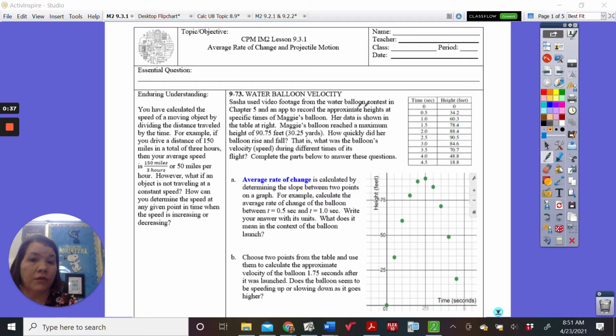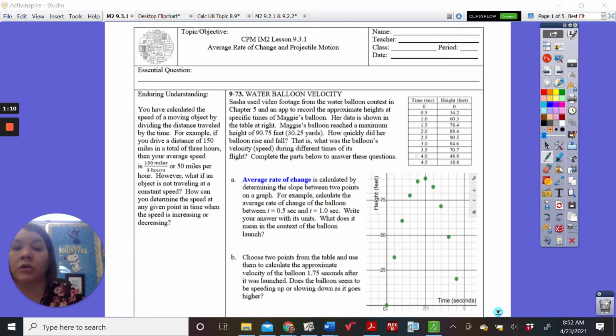So, Sasha used video footage from the water balloon contest, if you remember way back to chapter 5, to record the approximate height at specific times of Maggie's balloon. Her data is shown in the table at the right. Maggie's balloon reached a maximum height of 90.75 feet. How quickly did her balloon rise and fall? At what times is the balloon's velocity or speed different? What was the balloon's velocity or speed during different times of its flight? Complete the parts below to answer these questions.